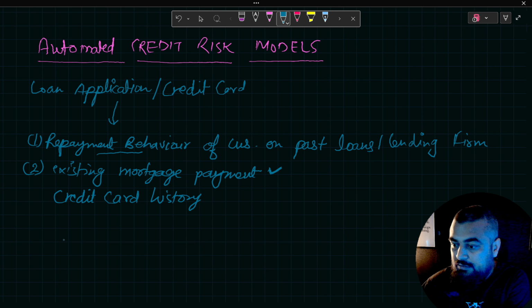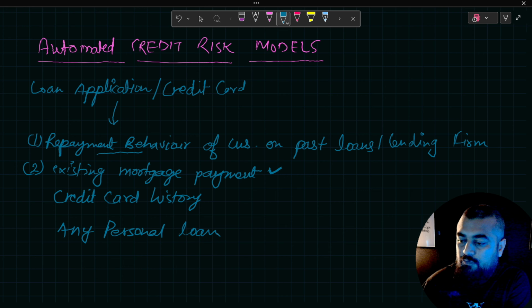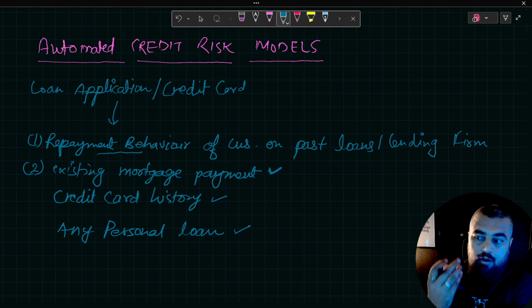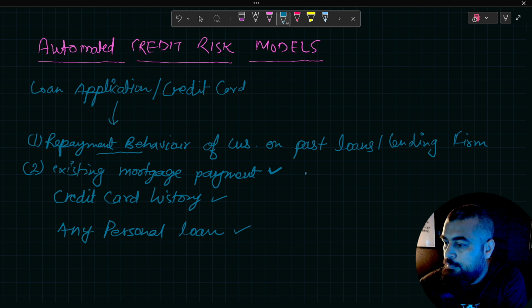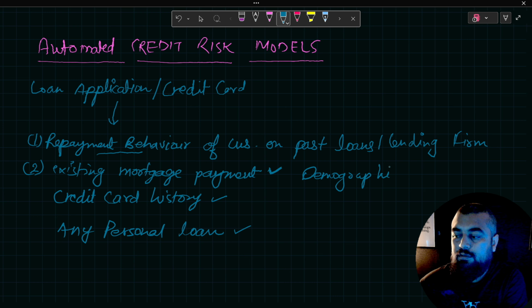Now the next thing which we check is any personal loan of the customer which is going on or not. We will check if the customer has taken any personal loan from any bank in the market or any NBFCs. The next thing which we check is demographic information. Now this is sometimes very tricky, because we wonder what is the meaning of demographic info and why the bank needs to check the demographic information.